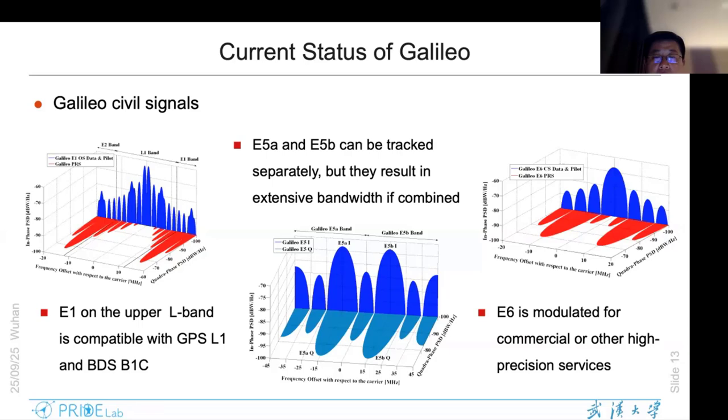E5A and E5B are the specialties, the unique signals designed for the Galileo constellation. These two signals can be combined to have a great capability to resist the multipath effects, so it can have a higher precision compared to E1. The E6 signal is some kind of authorized signal, for commercial application with the highest reliability, and it can be used in combination with E1 and E5A to have high efficiency in the real-time processing of carrier phase data.